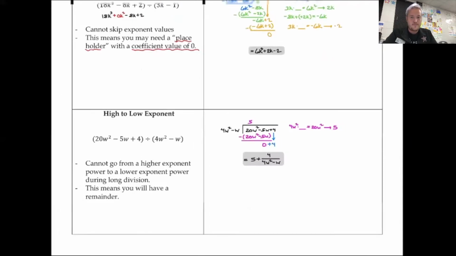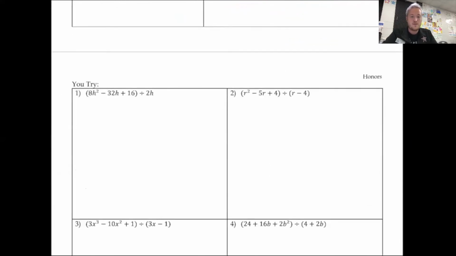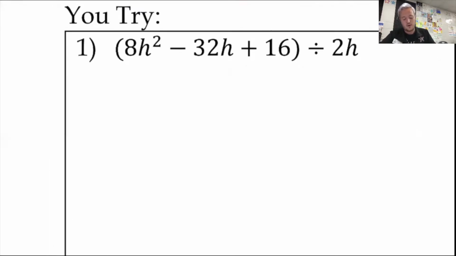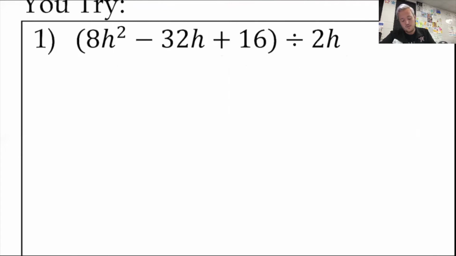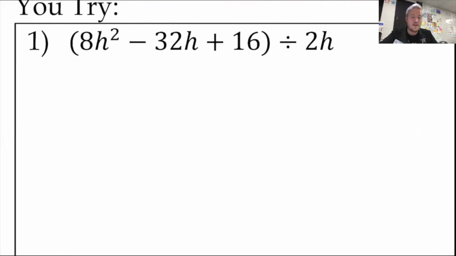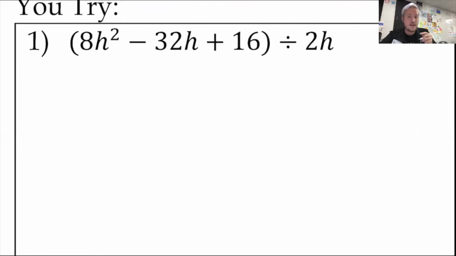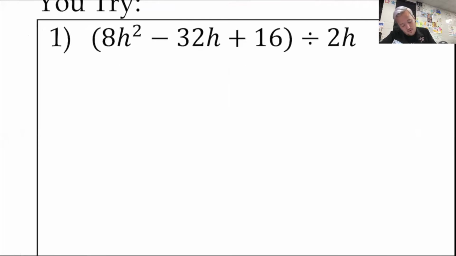All right. So down here, this is just mixed practice. All right, so this is just kind of practicing what we just learned. So looking here, we have 8h squared minus 32h plus 16 divided by 2h. Now here, we're dividing by a monomial. That's your indicator here that we can just do our exponent rules. We don't have to do long division.